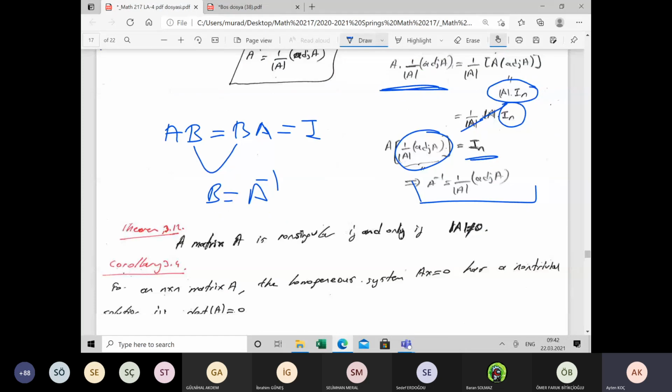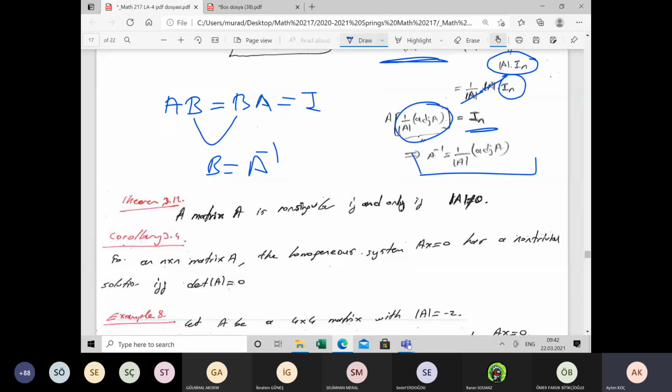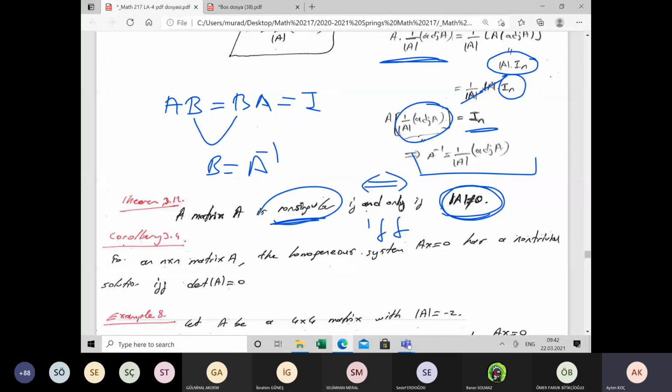So this is the theorem. It's an important theorem. It gives the method to check whether any matrix is invertible or not, without finding the inverse matrix. If the determinant is not zero, our matrix is invertible, if and only if this condition holds. So this gives the method.